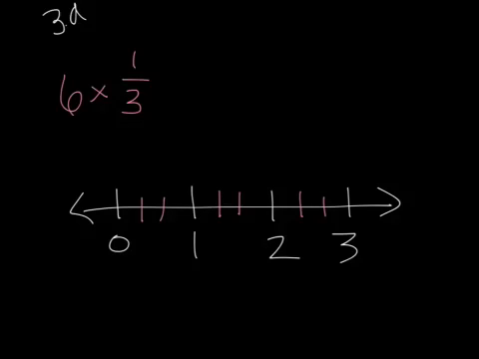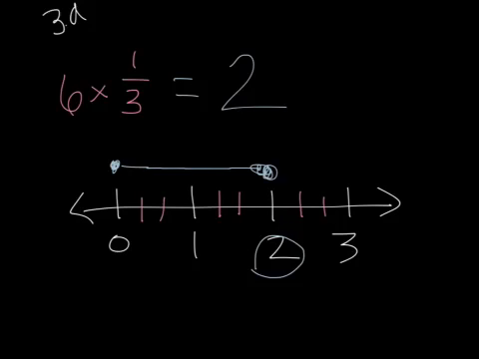So what we have to do now is we have to see what 6 times 1/3 equals. So we need to start at 0 and go down our number line 6 places. 1, 2, 3, 4, 5, 6. You can see that we end up at 2. So 6 times 1/3 equals 2.